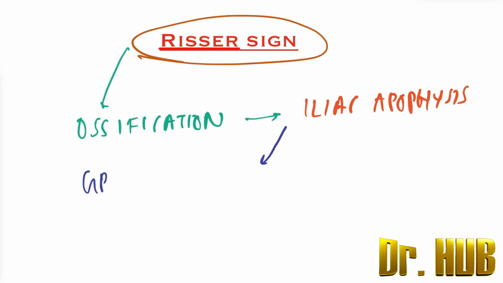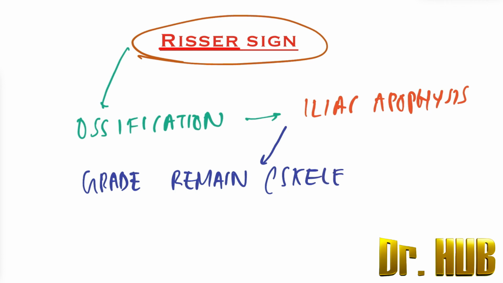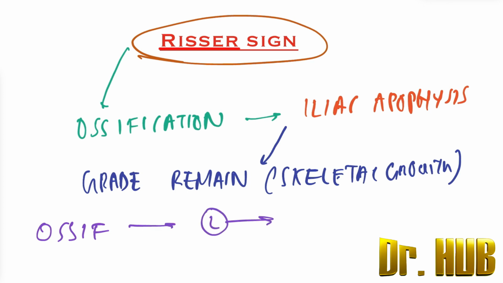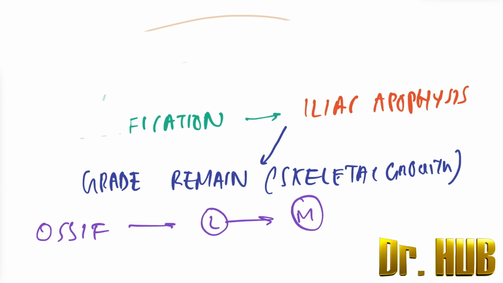This is used to grade the remaining skeletal growth. The ossification progresses from lateral to medial. If you see, it moves from the lateral to the medial direction, and it is again divided grade wise.